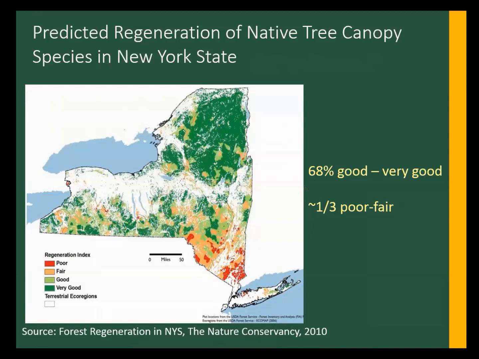So any area that's in dark green is very good, so that in the case of a disturbance, you would predict that regeneration would be very good in those forests. Light green would be good. The kind of pale orange color there is fair, and then red would be poor. So you can see that in the lower Hudson Valley and some of the Catskills, there are a lot of red to fair areas, and so those would be areas of special concern. About 68% was in the good to very good range, and about a third was in the poor to fair. So that's taking into consideration any native tree canopy species. So it includes American beech as a potential regenerating species.